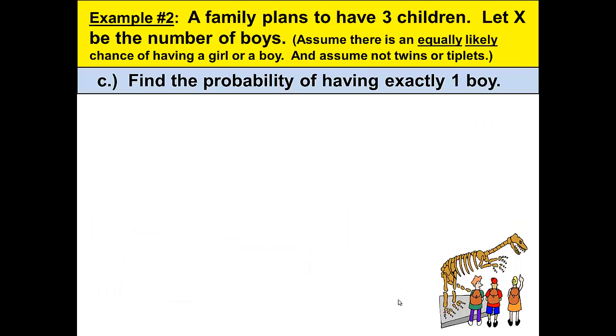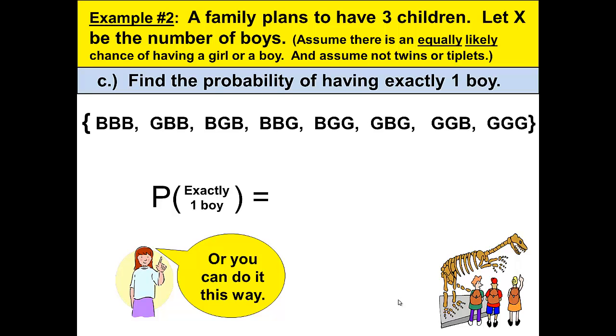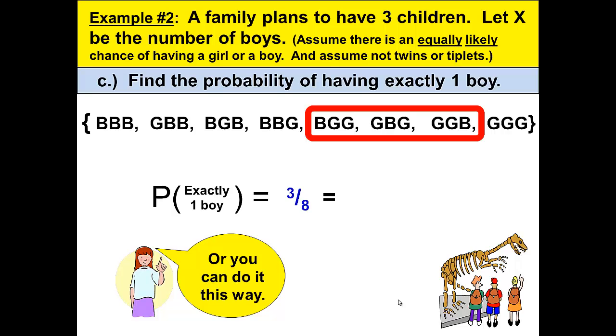Okay, we could also have gotten this from the sample space. Since the events are equally likely, we've got our sample space here, and we can count then which of these have exactly one boy in the group. Doesn't matter the order, so that gives us 3 of the outcomes of the 8, which gives us 3/8 or 0.375.